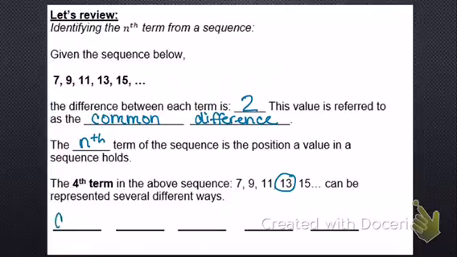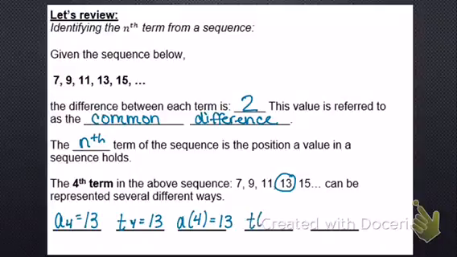So it could be that your arithmetic sequence A sub 4 is equal to 13, or T sub 4 is equal to 13. We're going to see that a lot in these video notes. You could see A parentheses 4, which means A of 4 is equal to 13. So we're getting into some function notation here. T of 4 is equal to 13, or F of 4 is equal to 13. This all means the same thing. It's expressed in a variety of different ways, but you need to understand that it all means the same thing. In any one of those representations, you can tell that the fourth term is equal to 13.